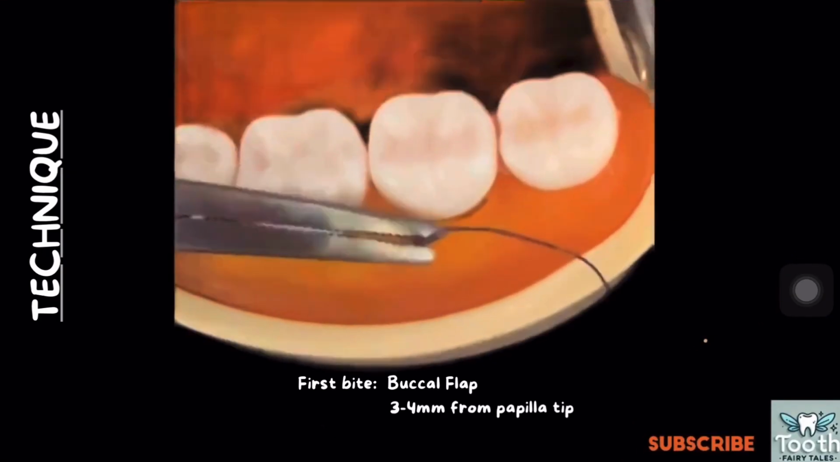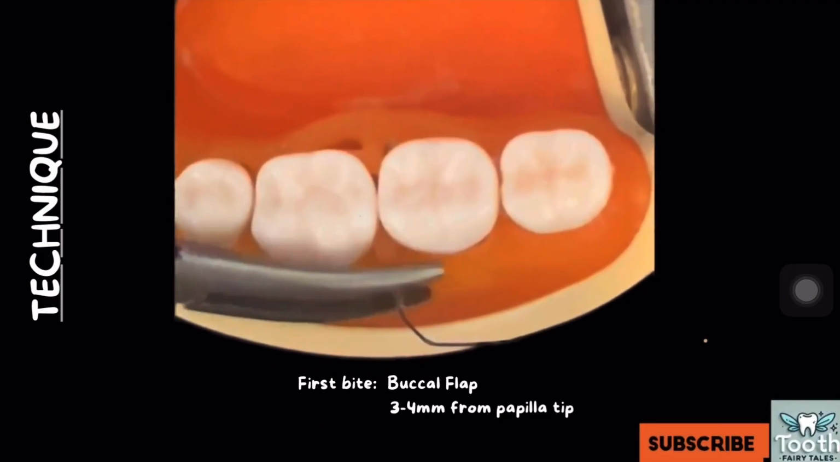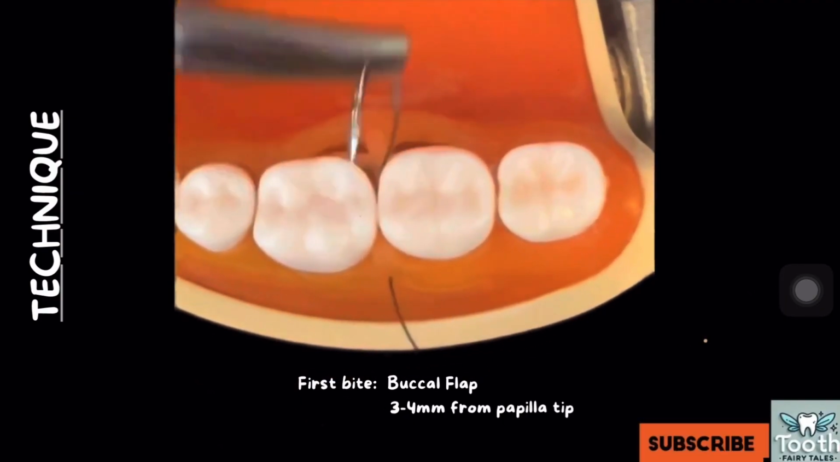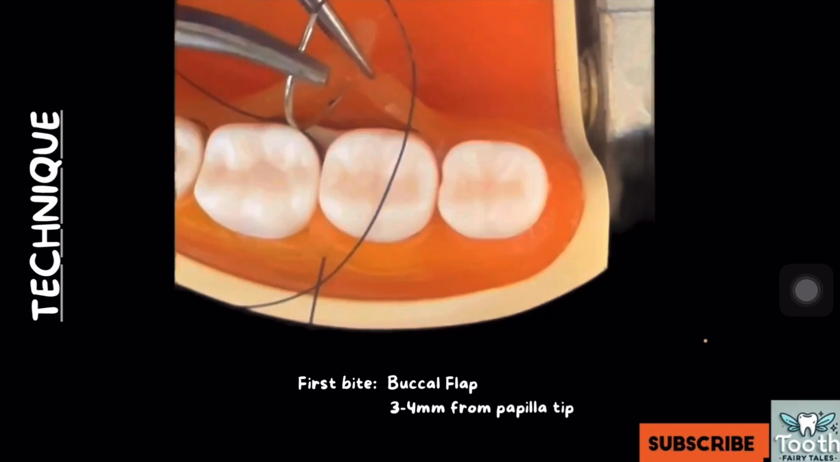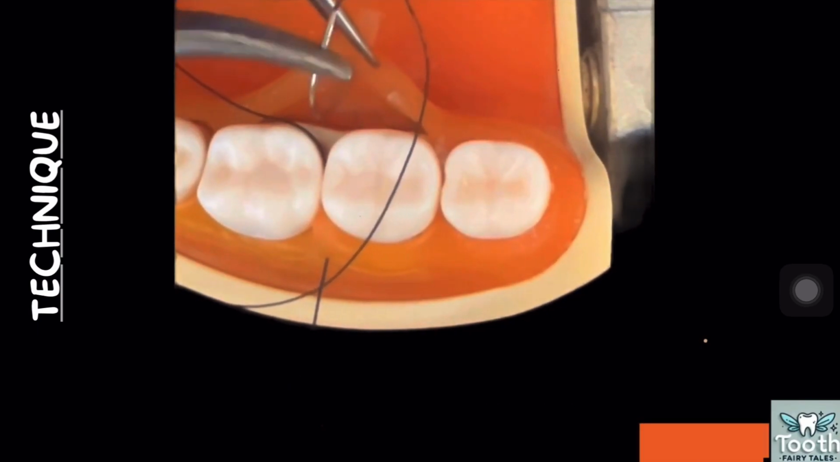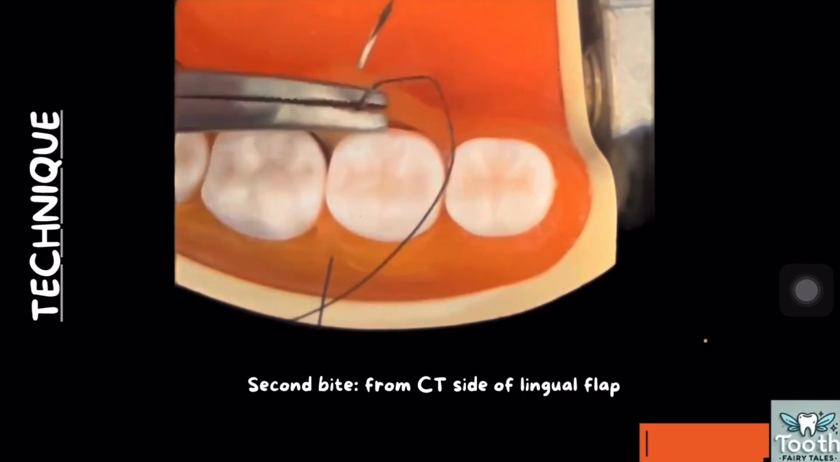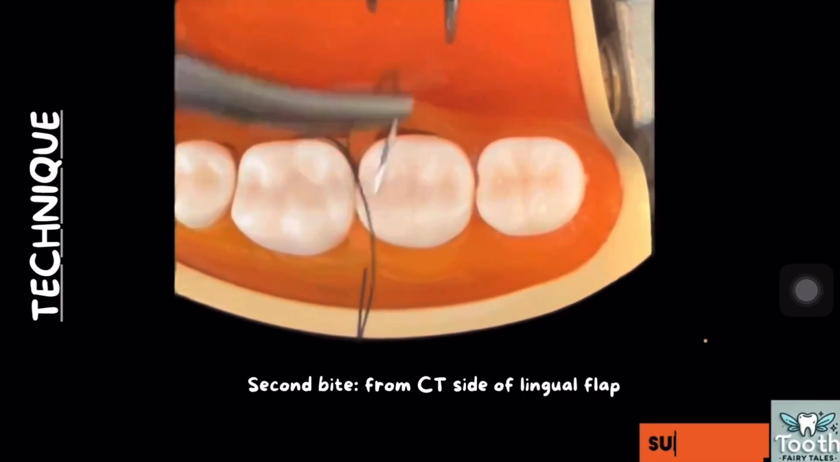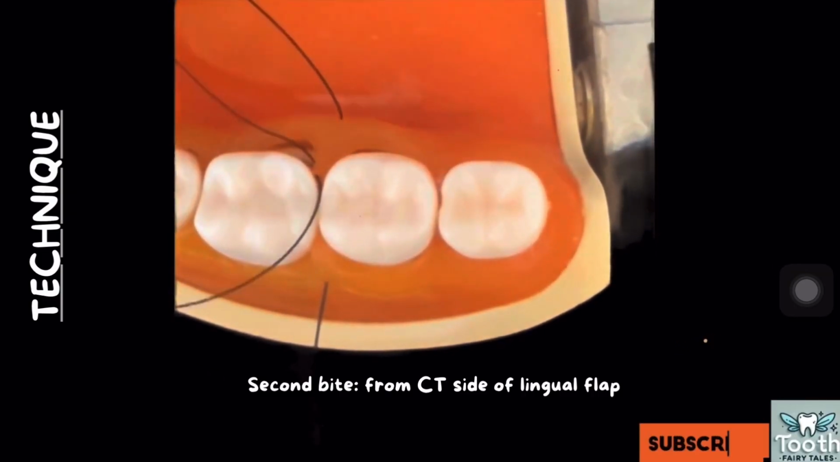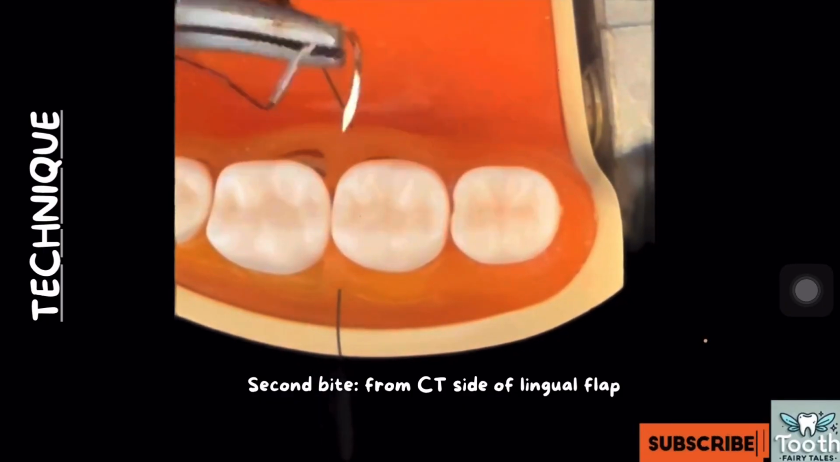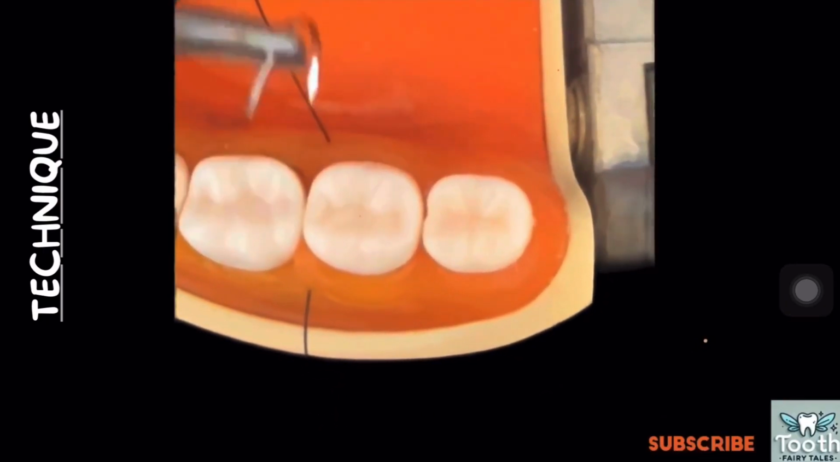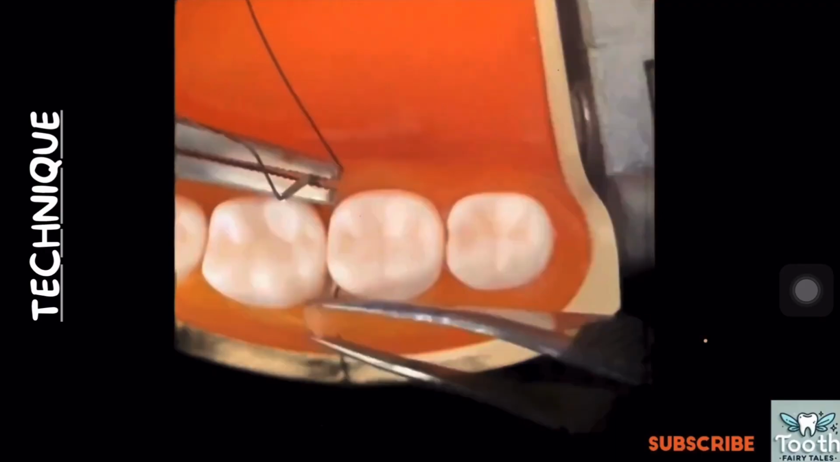The first bite is taken through the buccal flap, 3 to 4 mm from the tip of the papilla, and the needle is passed through the embrasure beneath the contact area to the lingual side. On the lingual side, the second bite is taken through the connective tissue side of the lingual flap, also 3 to 4 mm from the tip of the papilla. The needle is then passed back through the embrasure to the buccal side.